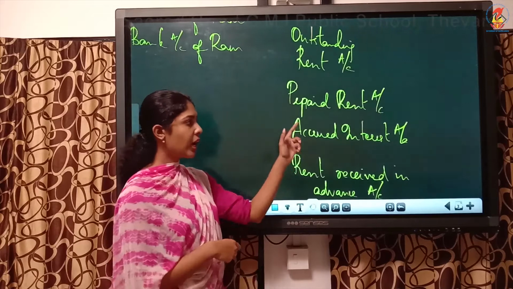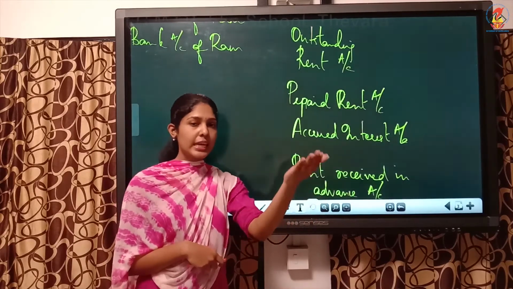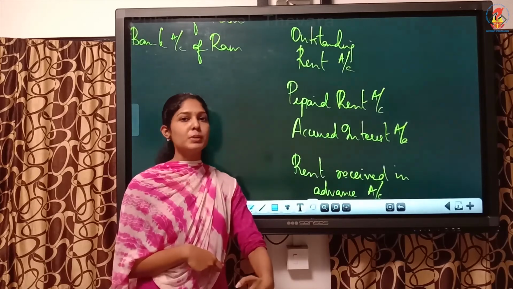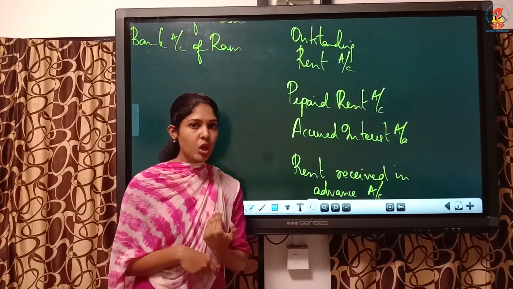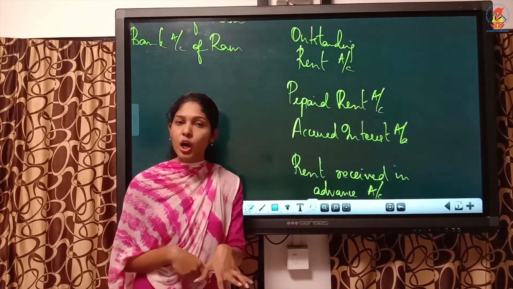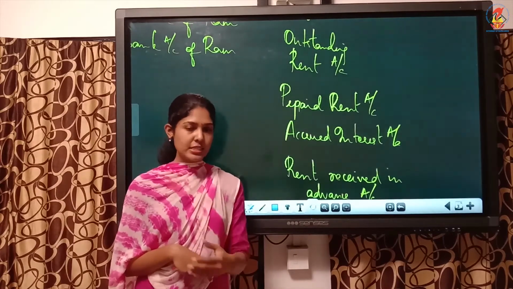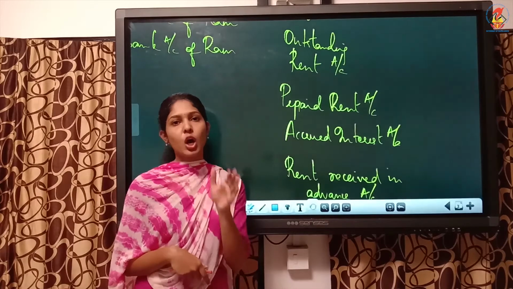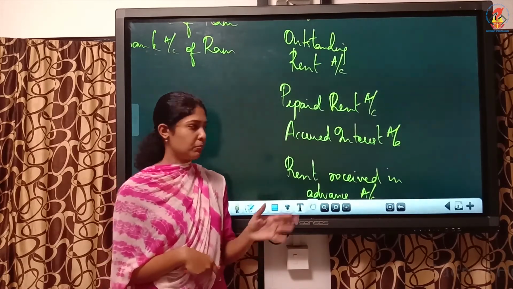Then other examples are accrued interest. That also we discussed. Accrued interest means interest which is receivable, not yet received. So receivable items are always your asset. If you receive it, received items are your incomes, that you must know. Receivable are assets, received means it is your income or revenue. Revenue and income both are used interchangeably.